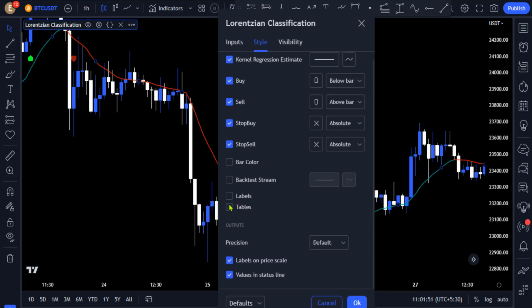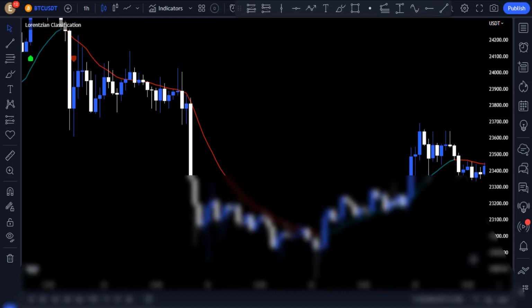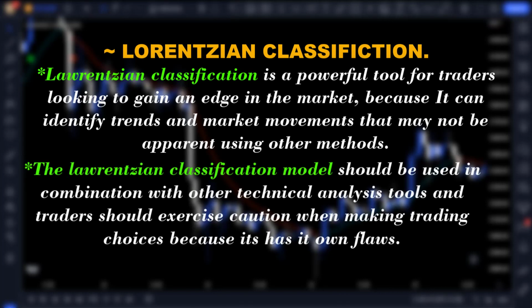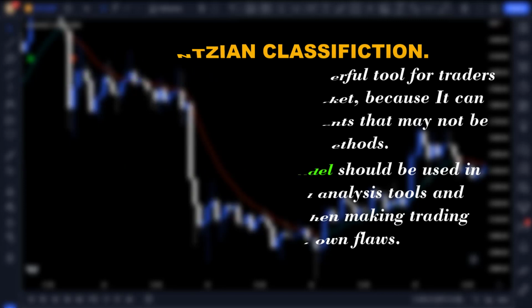One of the advantages of the Lorentzian classification method is its ability to identify trends and market movements that may not be apparent using other methods. This makes it a powerful tool for traders looking to gain an edge in the market. The Lorentzian classification model, therefore, must be used especially in combination with other technical analysis tools, and traders must always exercise caution when making trading choices since, like any machine learning system, it has flaws.